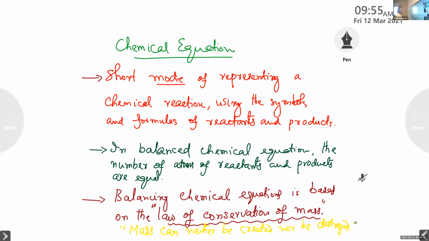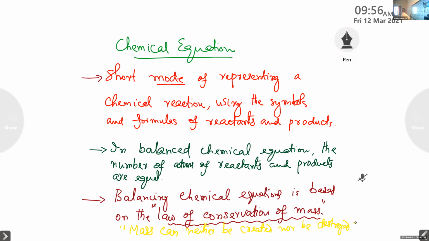Okay, so the total mass of the reactants is equal to total mass of the products, according to the law of conservation of mass. I repeat, balancing the chemical equations is based on the law of conservation of mass. And what is the law of conservation of mass? Mass can neither be created nor be destroyed. If it is so, the total mass of the reactants should be equal to total mass of the products. That's why we are balancing the equation.